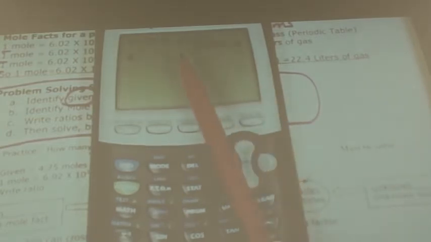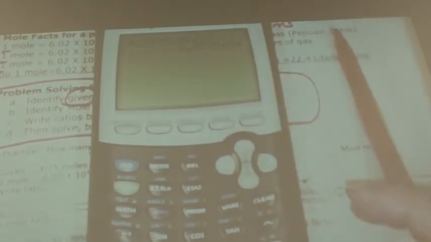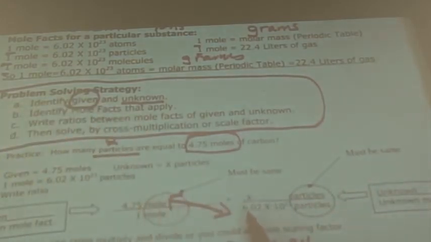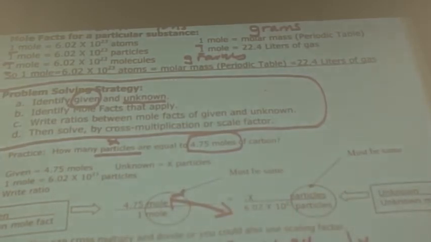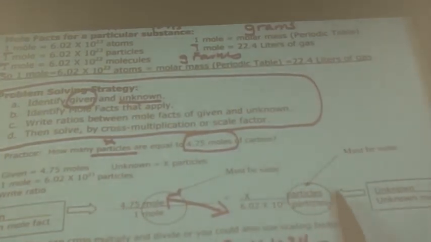Your answer is 2.8595 E24. The way you would write this on your paper would be 2.86 times 10 to the 24th. That's this part of the cross multiplication. This part of the cross multiplication equals 1x. So your answer is 2.86 times 10 to the 24th. Am I done? No. I need to write the unit that's next to the x, which is particles.